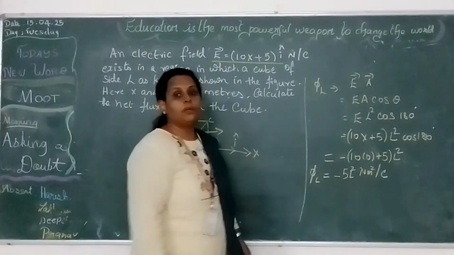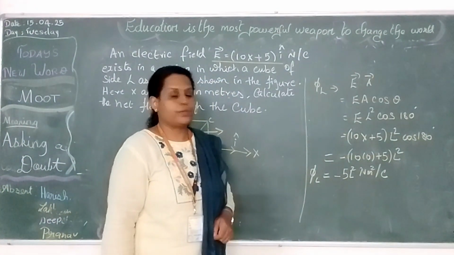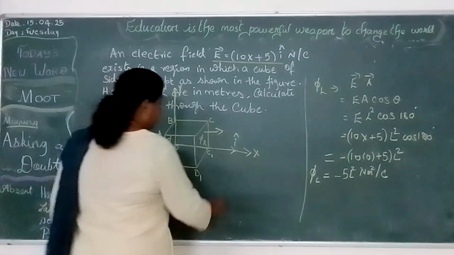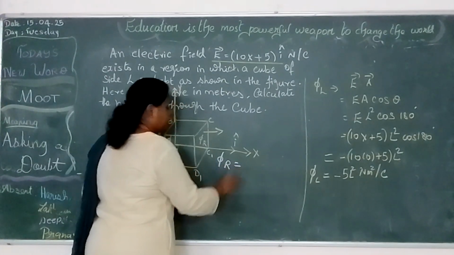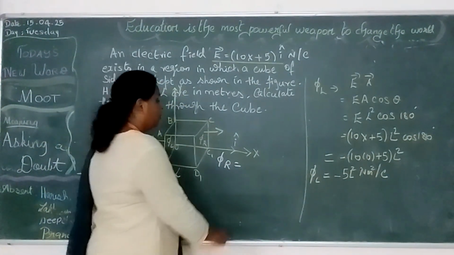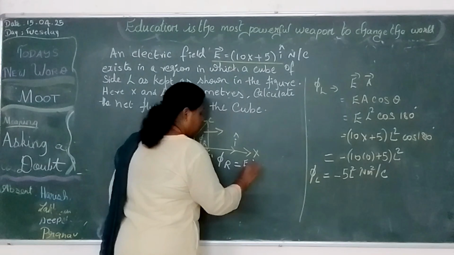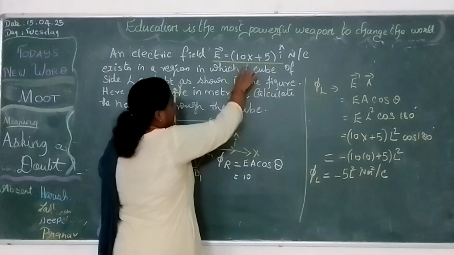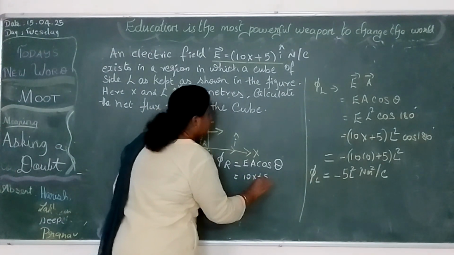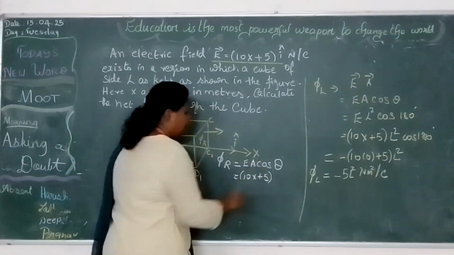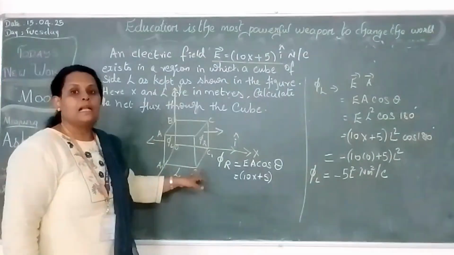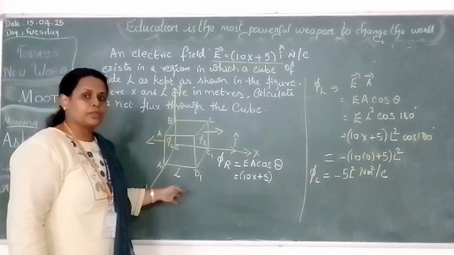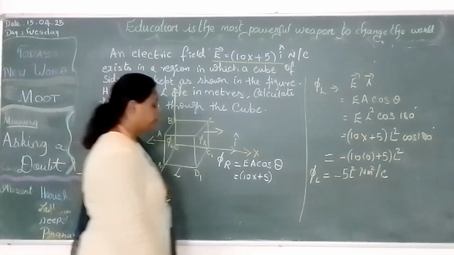Now we have to consider the right hand side face also. Phi R is equal to E A cos theta, again. E is 10x plus 5. For this face also A is L square, side square, since the side is mentioned as L in the question itself.